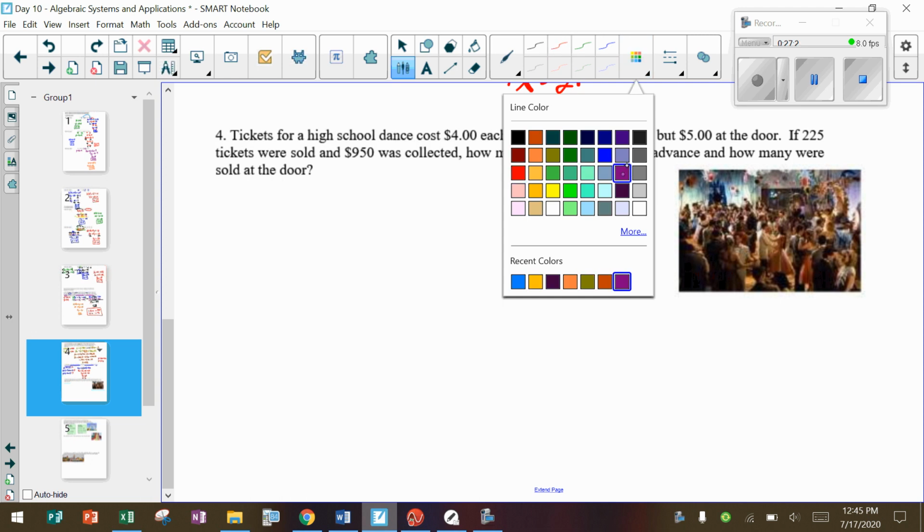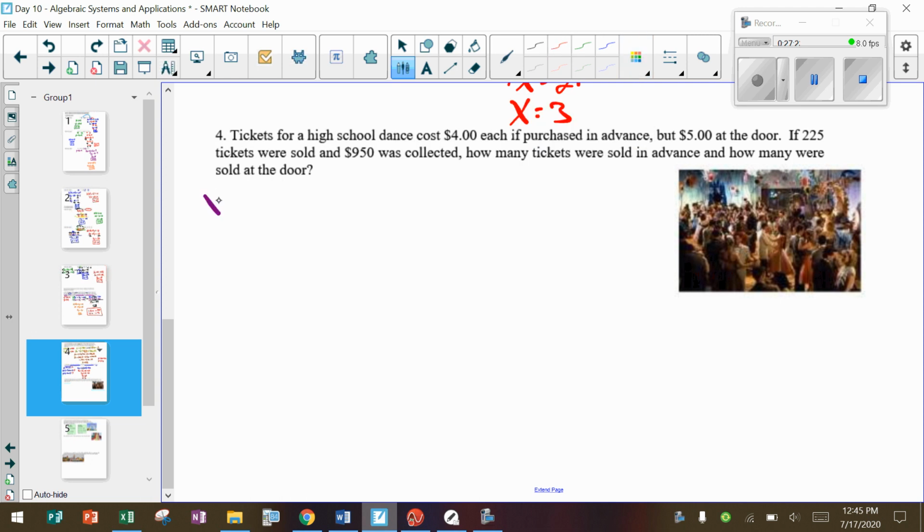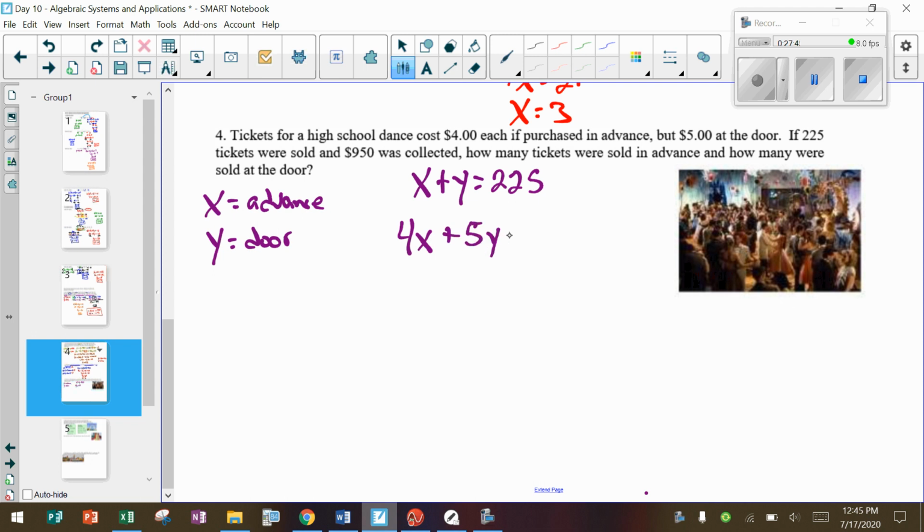So I'm going to go ahead and use X for tickets sold in advance and Y for tickets sold at the door. And they sold a total of 225 tickets. The advance tickets were $4 each. The at the door tickets were $5 each, and they raised a total of $950. You could use elimination or substitution. I am going to choose substitution.